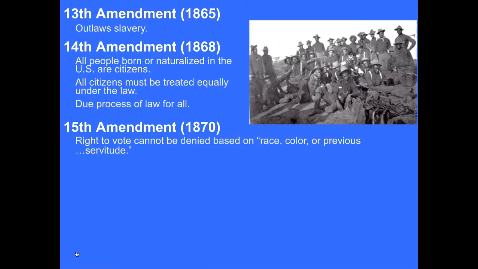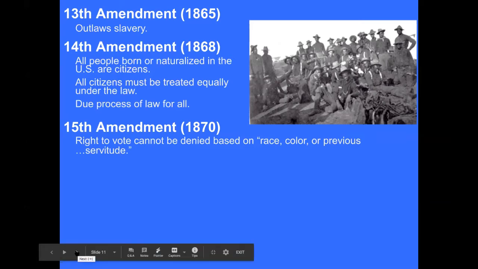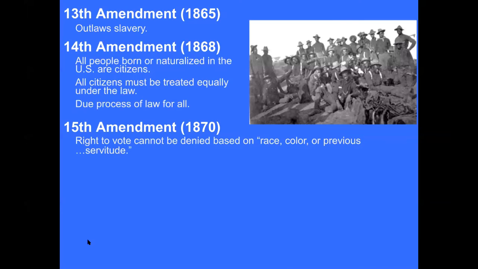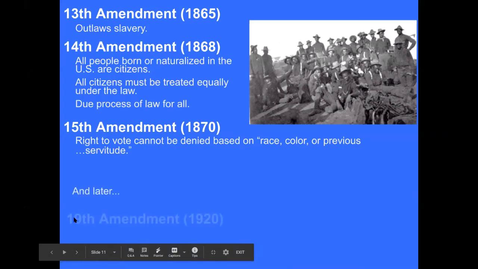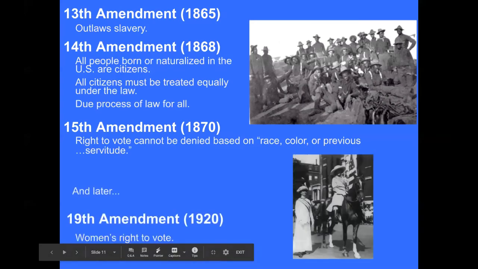The laws don't protect some people, but not others. The 15th Amendment ensured the right to vote, and that it can't be denied based on race, color, or previous servitude, meaning those people who had been enslaved would not be denied the right to vote just because they had been enslaved before. And later, of course, we have the 19th Amendment, which was ratified in 1920, which guaranteed women's right to vote in the United States. So those are the fundamental rights that we see, not just in the Bill of Rights, but also in some of the later amendments that made sure that we have this fundamental right.